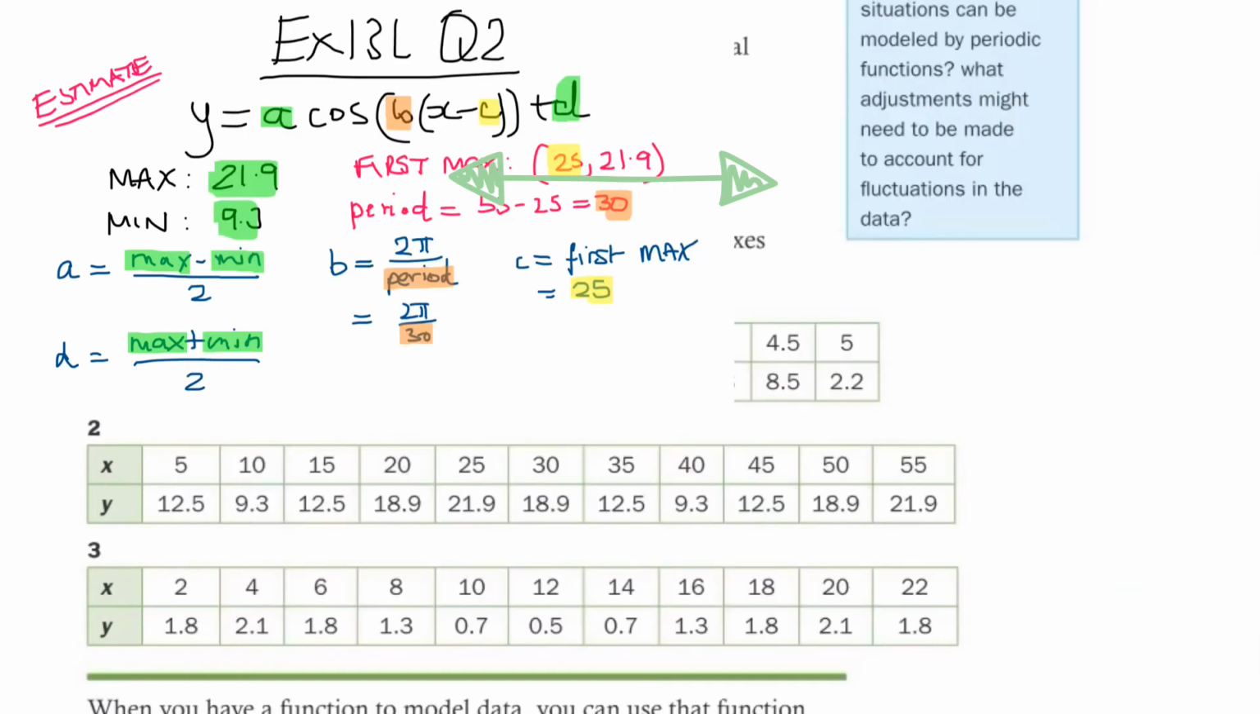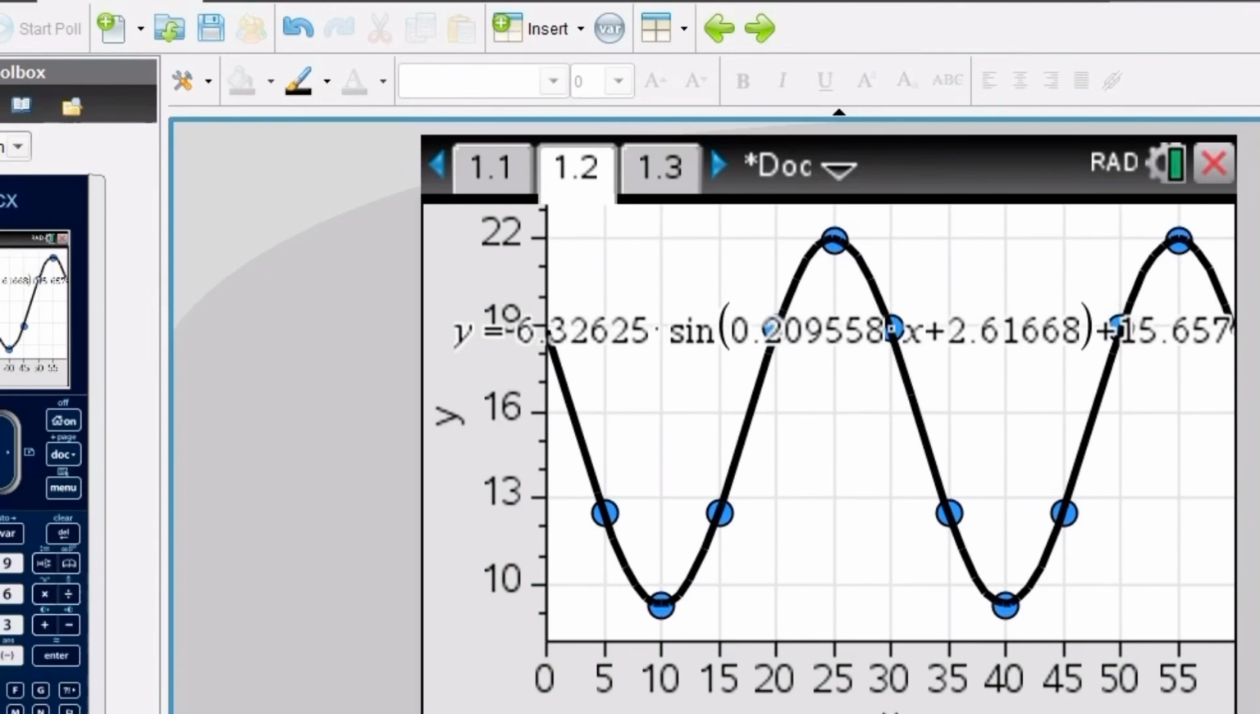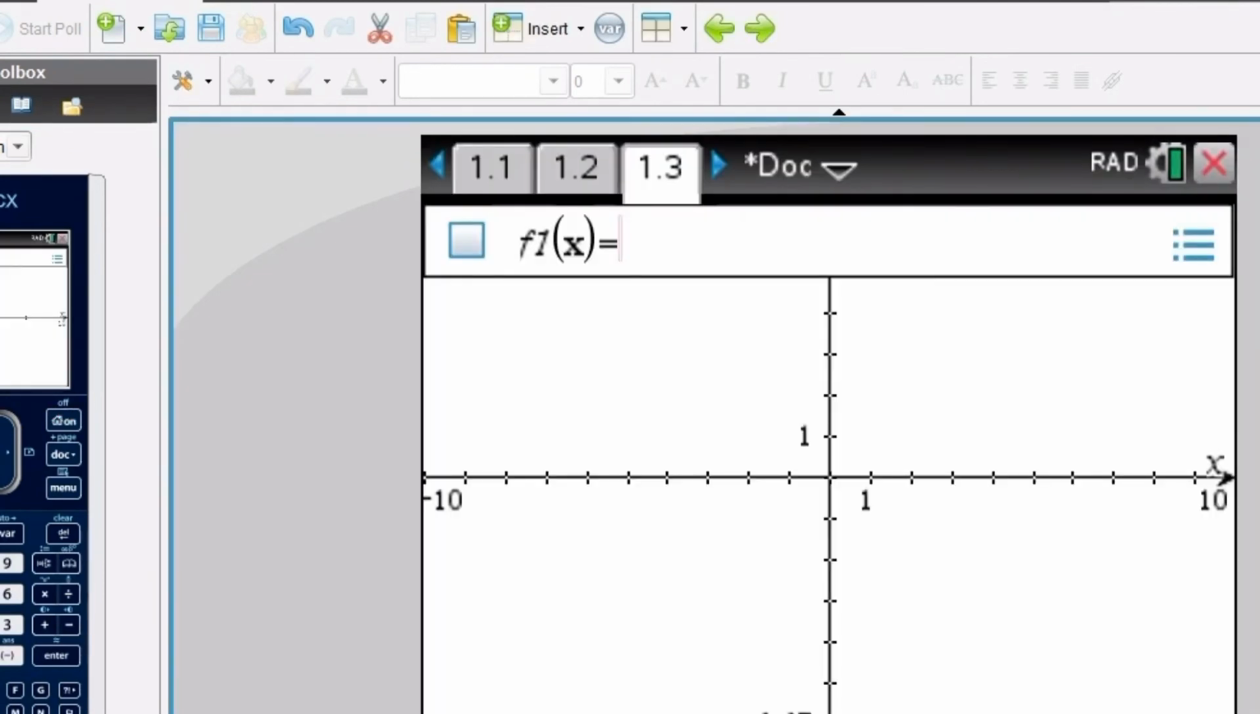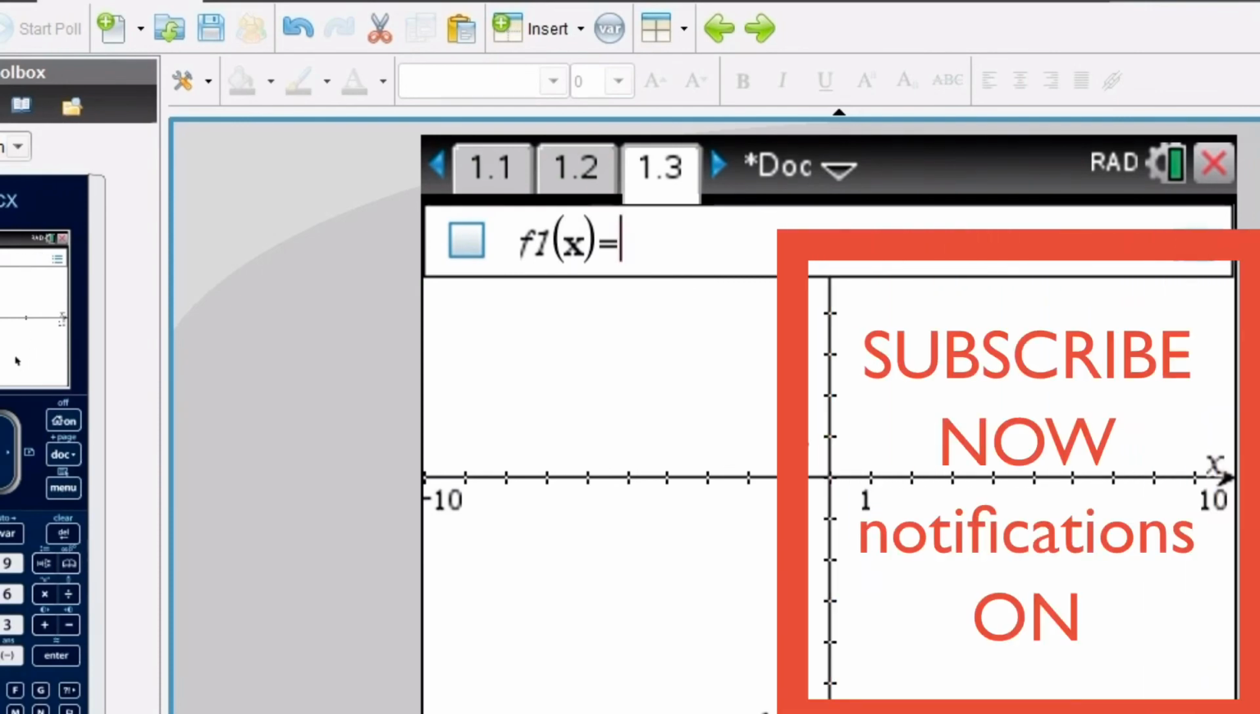Okay? And then once you've written your cosine function and you've got your sine function, if you put your two functions into your original graph, you will get the same graph output. So I would put in my cos function, which I've calculated by hand, and my sine function, which I've got through regression, and you should see them overlap each other. And that will be for you to check that you're correct.